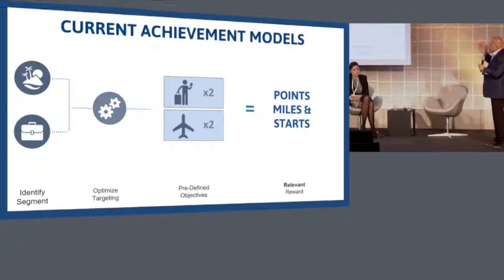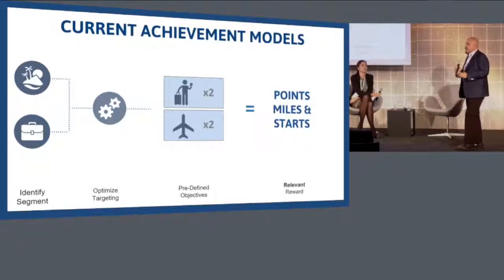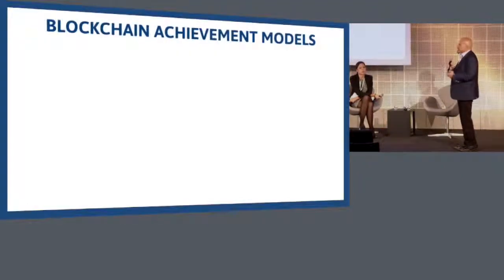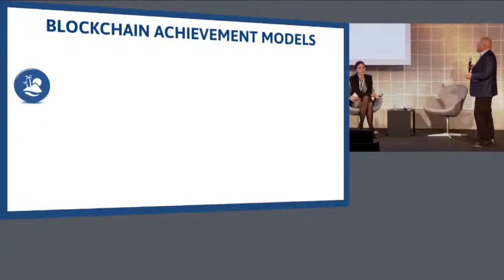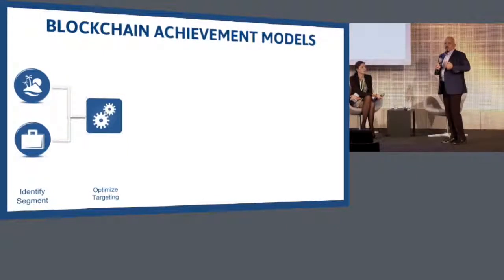You have achievements in the business today where you may identify a particular segment and target them with a promotion, saying if you fly a certain number of times or stay a certain number of times, you get these bonus points. And that's lost a lot. While it does affect behavior, it's a very simplistic thing that doesn't take advantage of what new technologies, such as putting things on blockchain, enable us to do. In a blockchain model you can take the same achievement model of identifying the segment, but now I can optimize the targeting based on the aggregate data of the member's wallet.